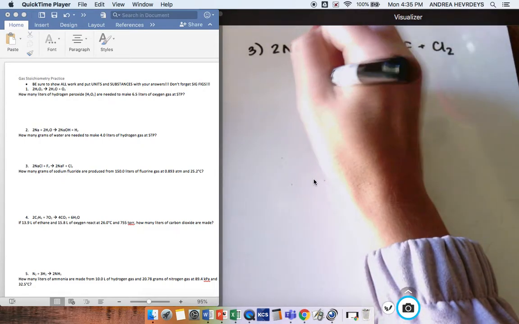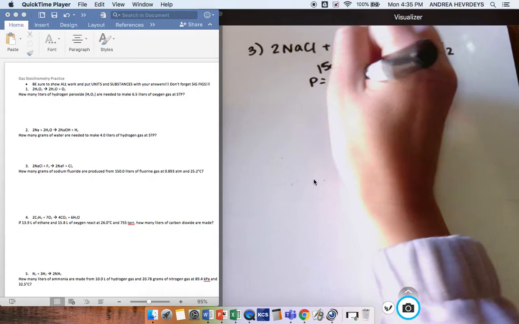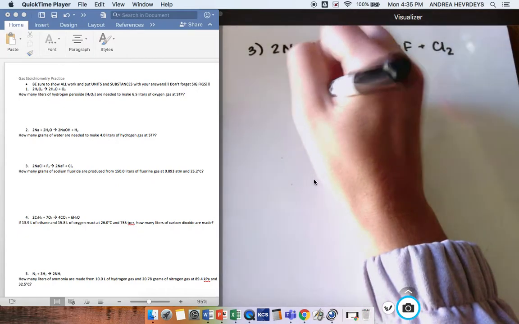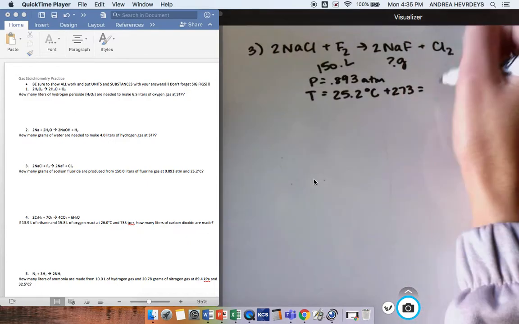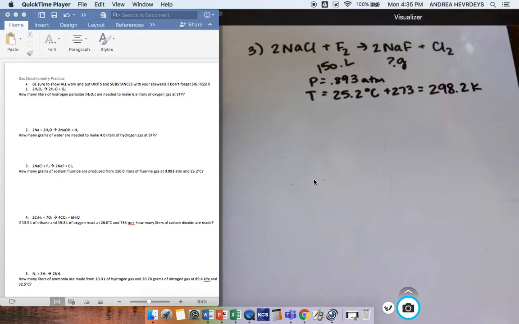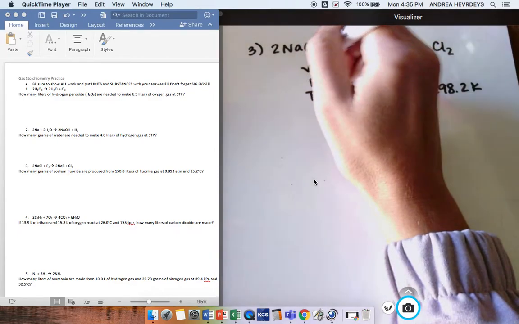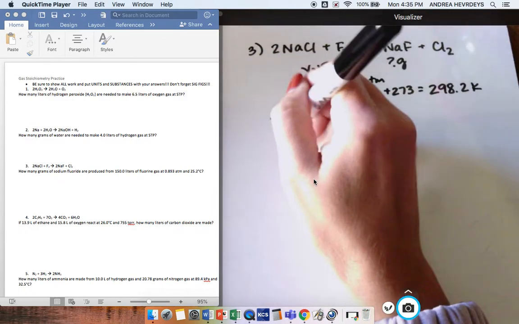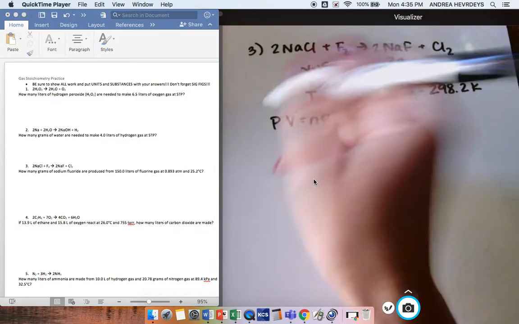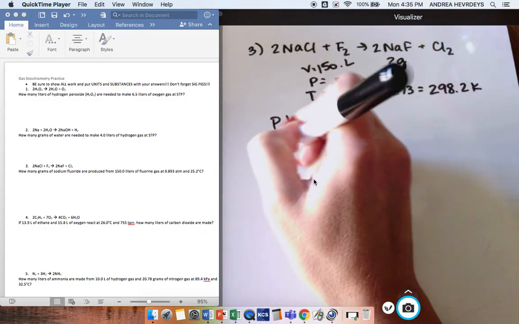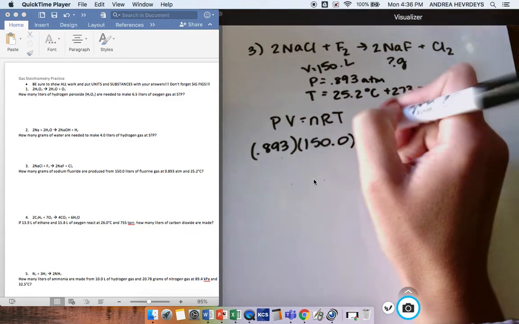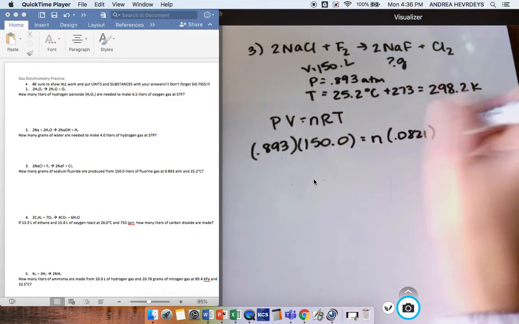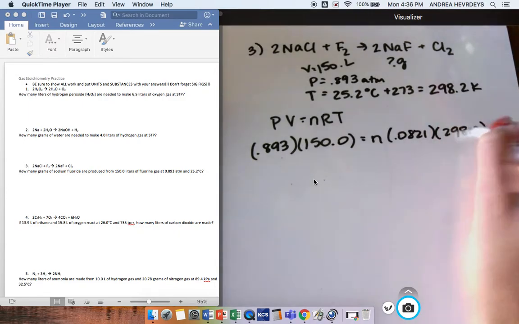But now we're not at STP. We have a pressure of 0.893 atmospheres and a temperature of 25.2 degrees Celsius. For every degree C, go ahead and add 273. And now that I have a volume, a pressure, and a temperature, I know that I'm going to use PV equals nRT. My pressure is 0.893. My volume is 150 liters. I don't know my moles. My constant is a constant, and my T is T. So then I'm just going to divide these two over in my calculator.